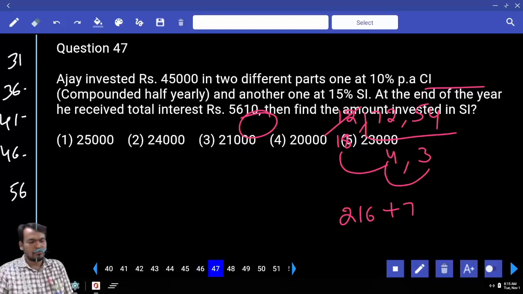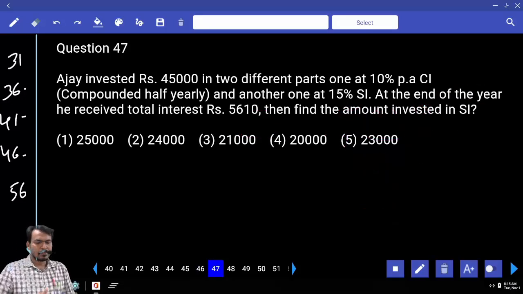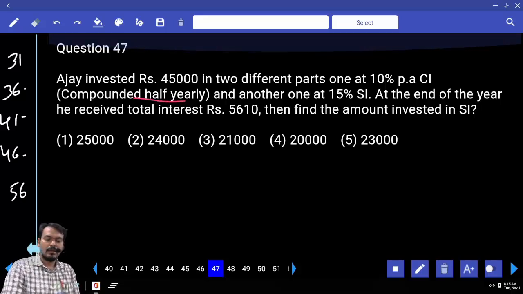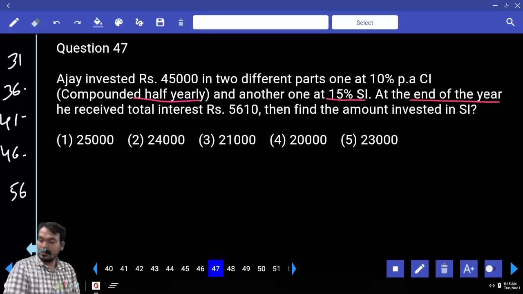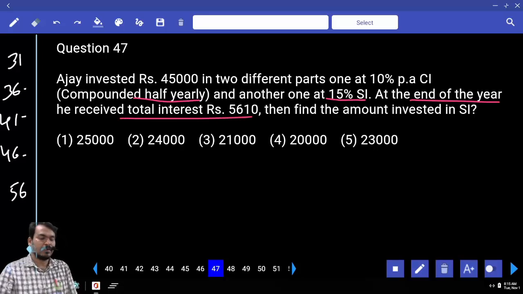Next, question number 47. Ajay invested 45,000 in two different parts, one at 10% per annum compounded half yearly, and another one at 15% per annum simple interest. At the end of the year, he received a total interest of 5610. Find the amount invested in simple interest.